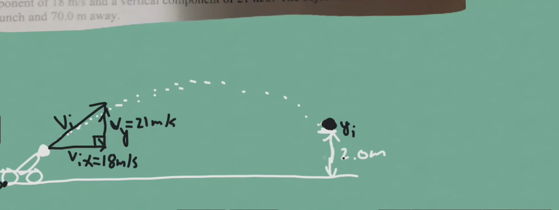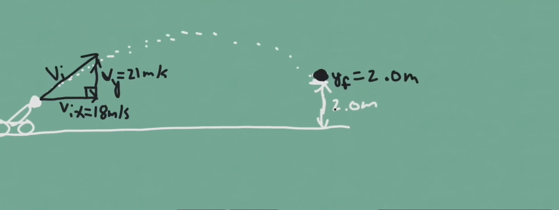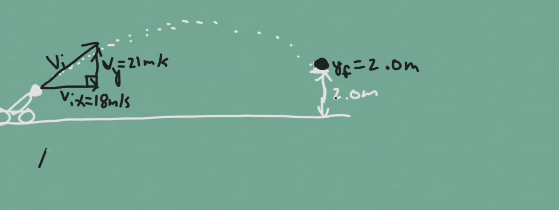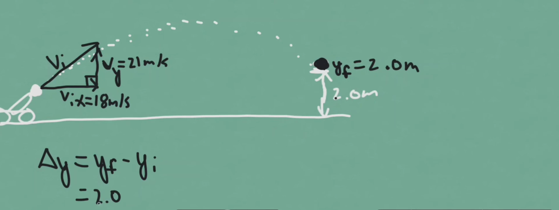Now for the final Y, right there, that's going to be 2.0 meters above ground. So that's 2.0 meters. And that's important because delta Y is always final Y minus initial Y. So in this case, it's going to be 2.0 minus 0 because final is 2.0. So that's going to be 2.0 meters minus 0 meters. So that's going to be 2.0 meters.